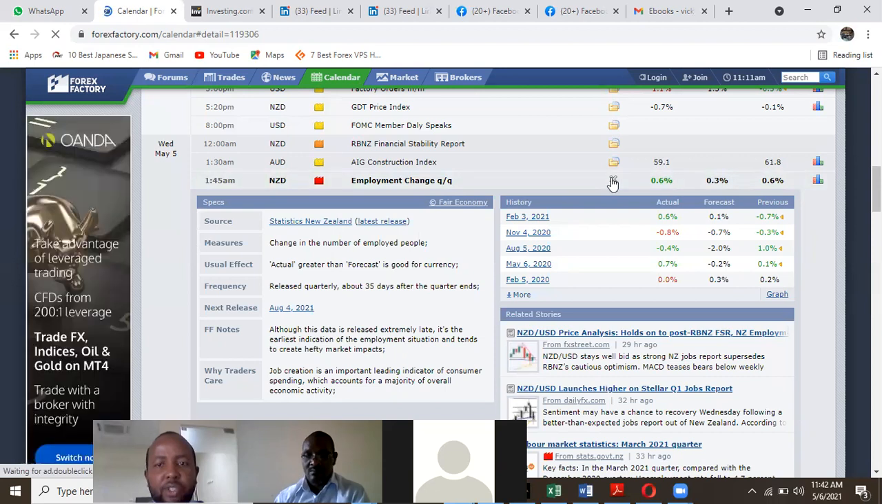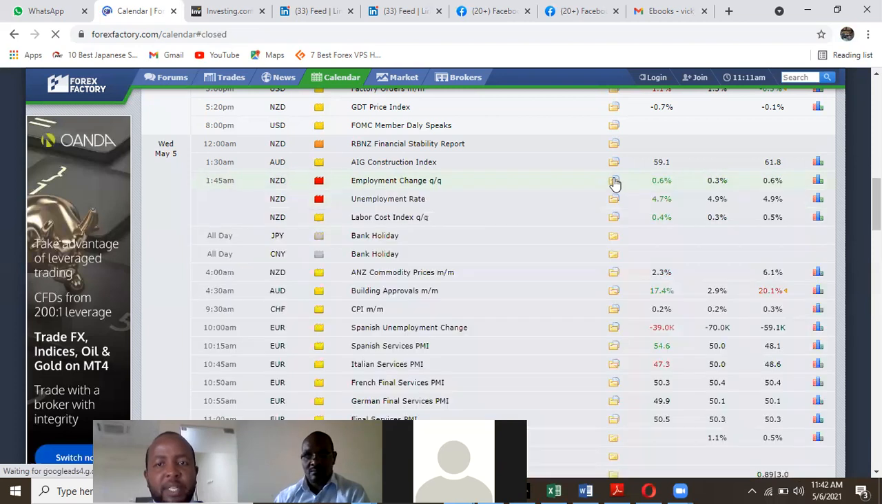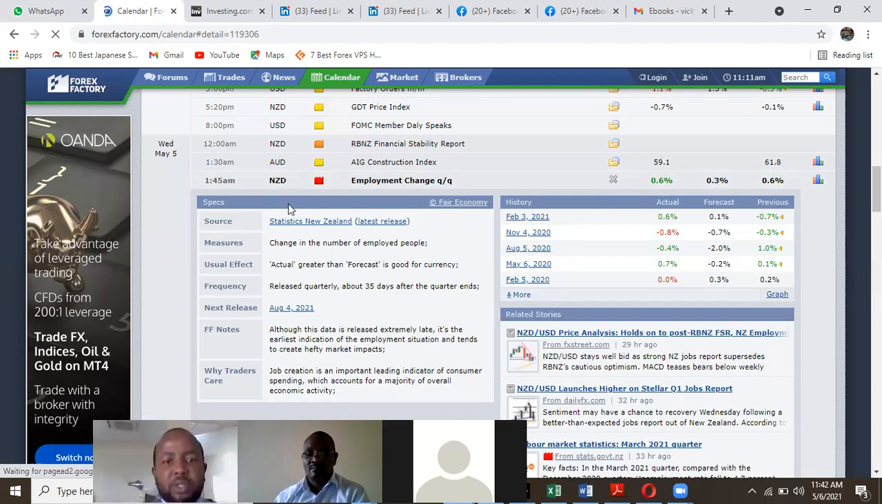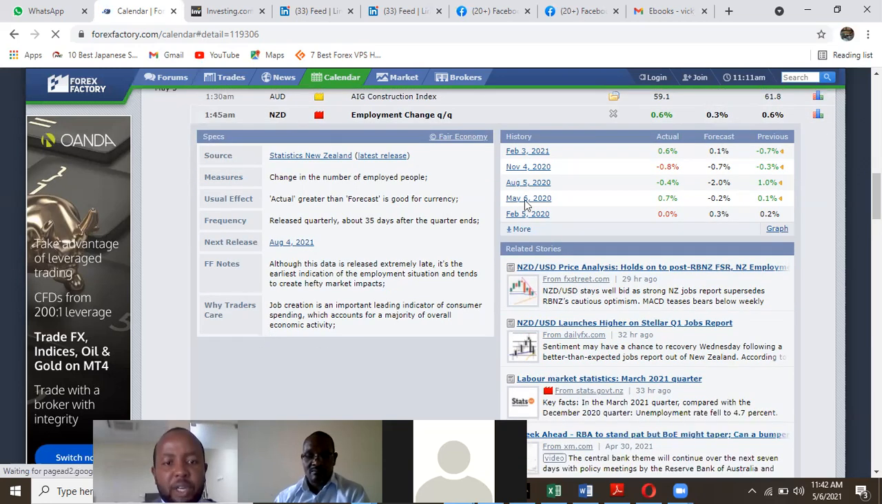This is how you're able to see. Always have the economic data before you. All you need to do is click on this point to see the change in how many people are employed versus those who are not employed. It's released quarterly, about 35 days after the quarter ends. It's the change in the number of employed people. Job creation is an important leading indicator of consumer spending, which accounts for a majority of overall economic activity. This is the most important point. If more people become employed, of course the people who had lost their jobs regain them, and that is good for the economy. So this is number one.